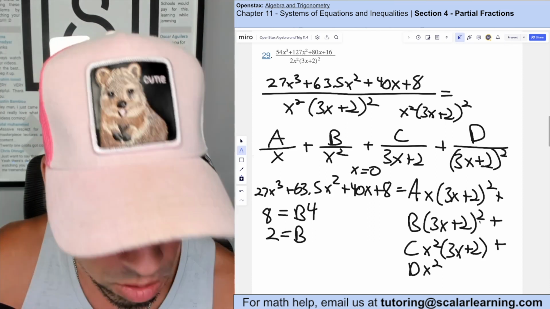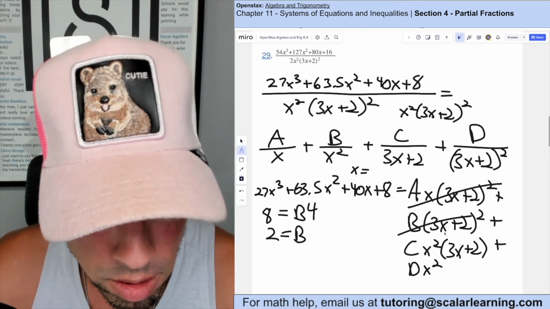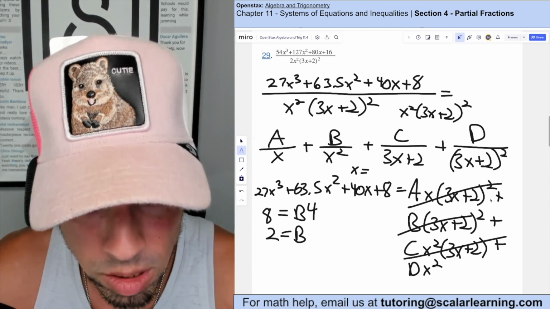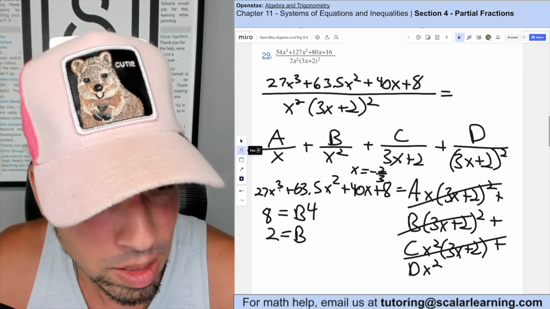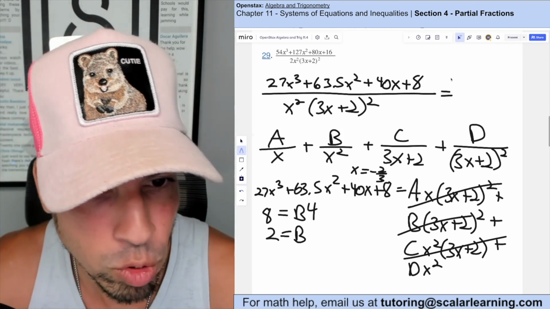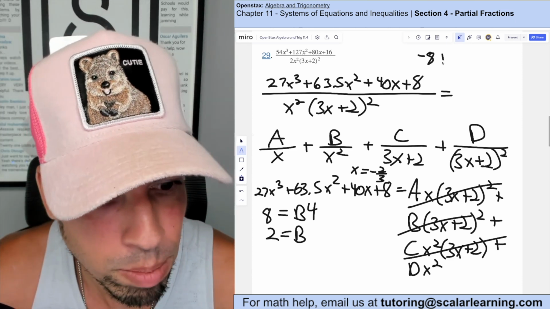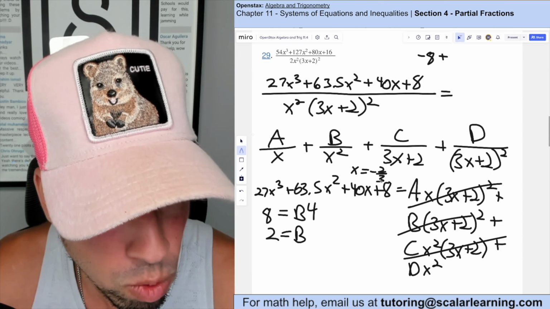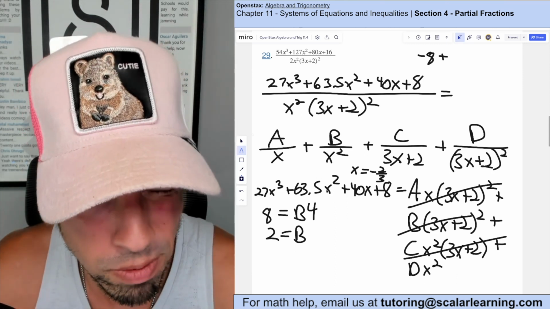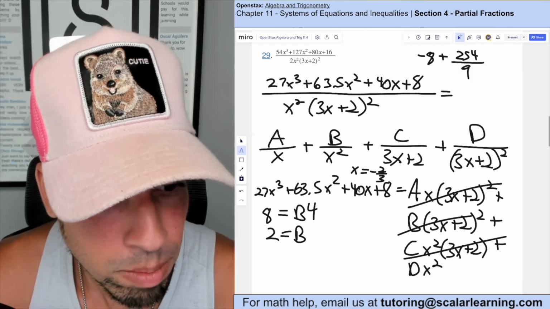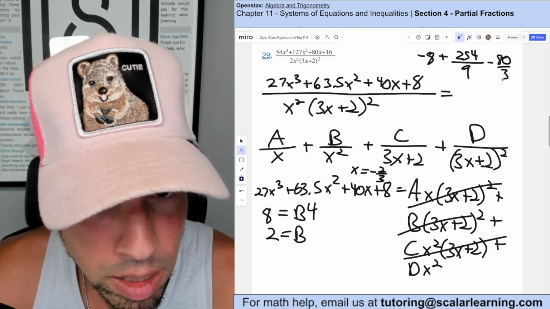Now we got to get everything else. The next thing that would be great to plug in would be negative 2/3, because that's going to zero out this and this, right? Negative 2/3 times 3 is negative 2, plus 2 is 0. So negative 2/3 cubed is negative 8 over 27 times 27 is going to be, let me make some room up here, negative 8. Right, plus that squared is 4 over 9. That's going to be 4 times 63.5 is 254 divided by 9. And then plus 40 times negative 2/3 is negative 80/3, and then plus 8.